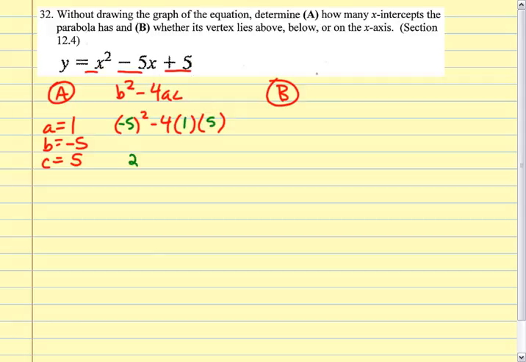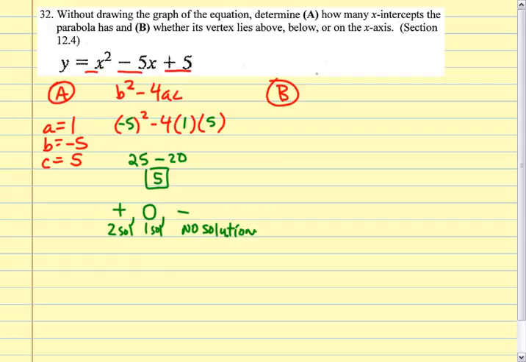Let's see what we get here. -5 squared is 25 minus 20. Okay, so my answer is 5. Now remember, the key things are I'm getting positive or 0 or negative. If it's positive, I have 2 solutions. If it's 0, I have 1 solution. And if it's negative, I have no solutions. Alright, so since I got 5, I know that there are 2 solutions.